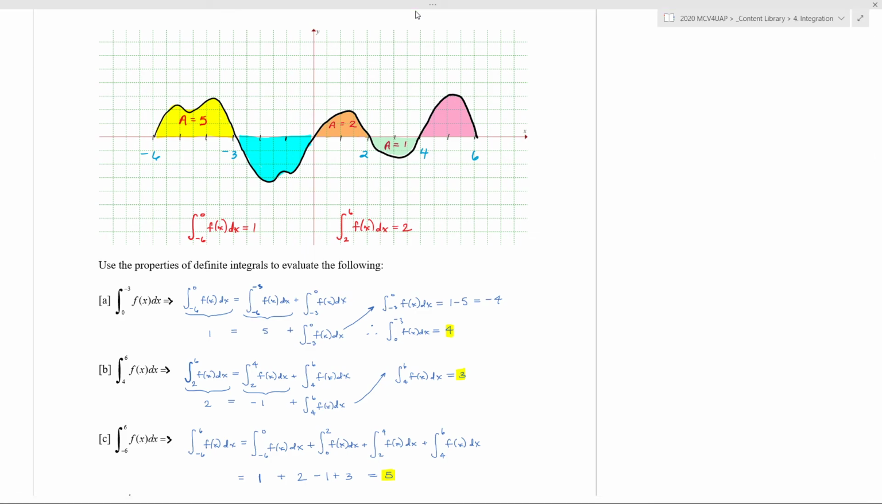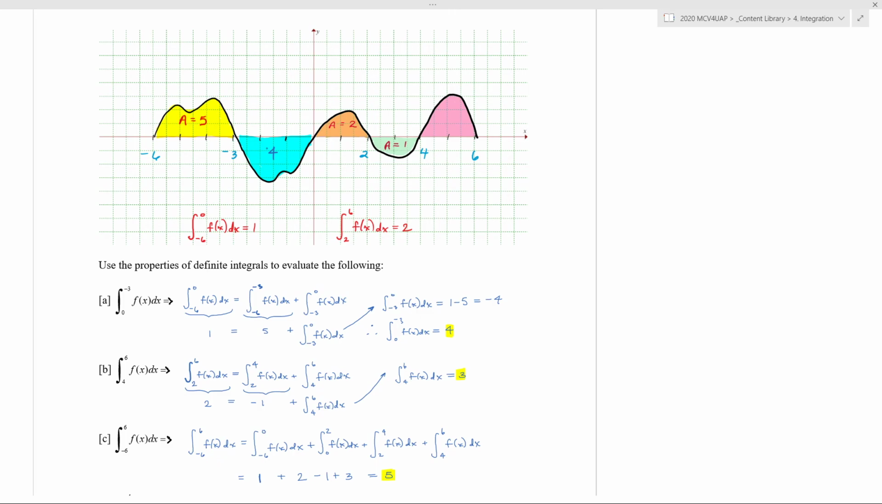This is not rocket science. This has to be 4, right? Because 5 minus what number will give me a total of 1 from -6 to 0? Well, it would have to be 4. The 5 would contribute a positive number to the definite integral, the 4 would contribute a negative number, and 5 minus 4 gives me 1, which is the integral from -6 to 0.